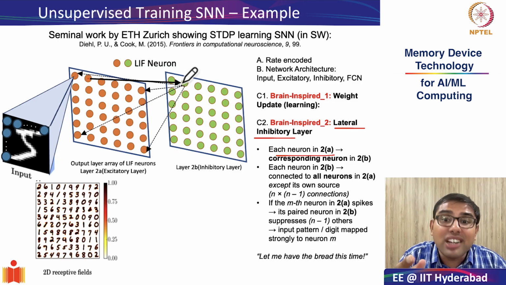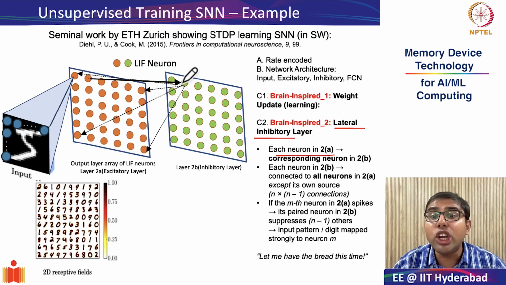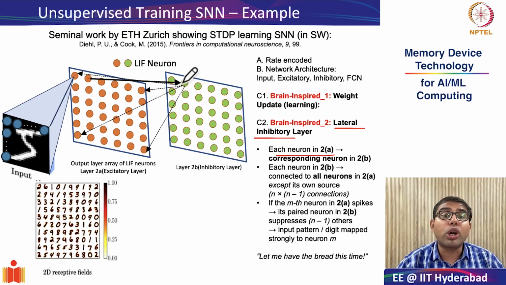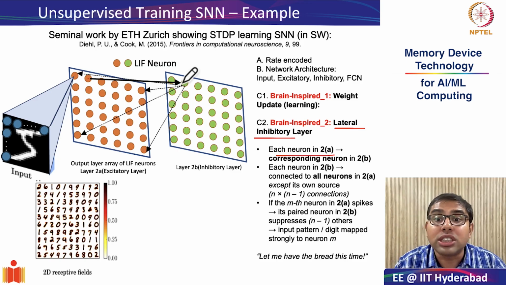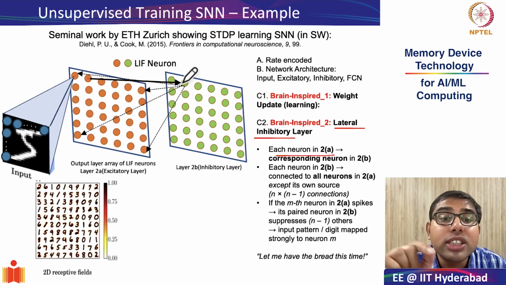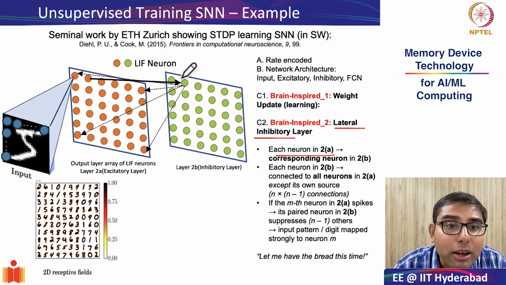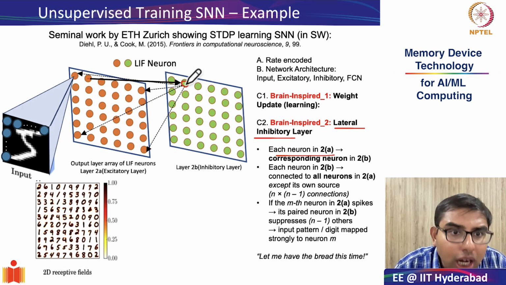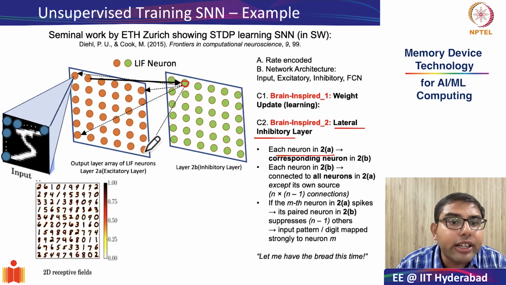Now that is not the end of the story. The inhibitory neuron in 2B is also connected back to all the excitatory neurons, except the one that originally activated it. What that means is this particular neuron is connected to all other neurons in the excitatory layer except the corresponding neuron.